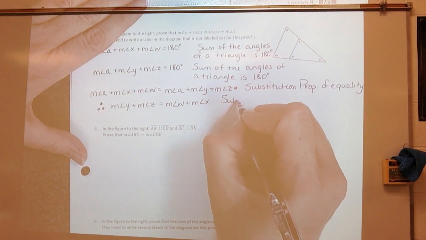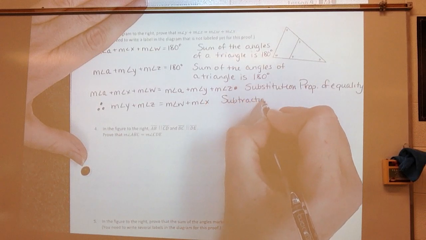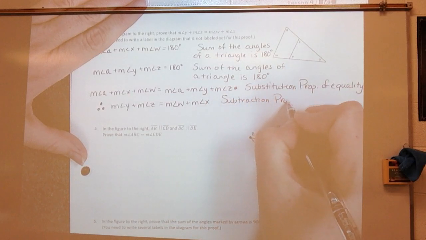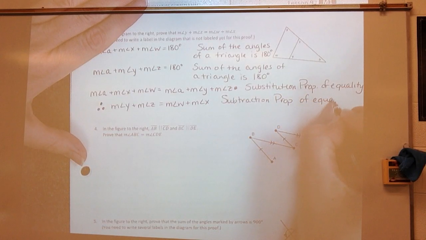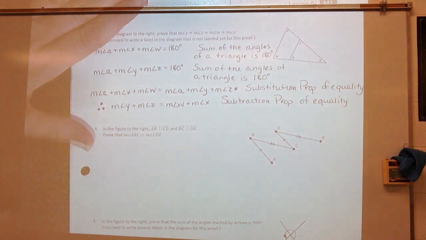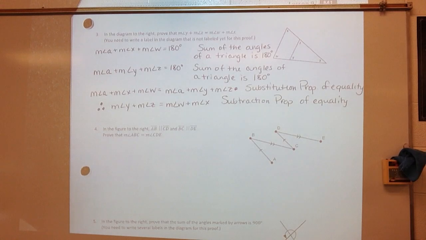By subtraction. I simply subtracted the measure of angle A. Even though I did not know what the actual measure was, guys, if I take the measure of angle A and subtract it from the measure of angle A, I know that they're going to cancel out. It's going to zero out. Okay? So, subtraction property of equality.